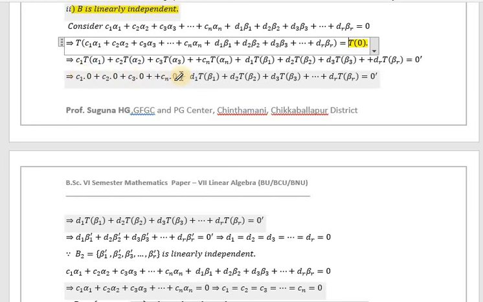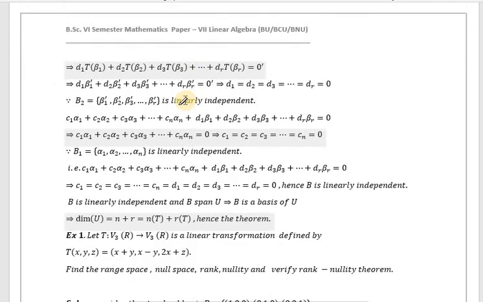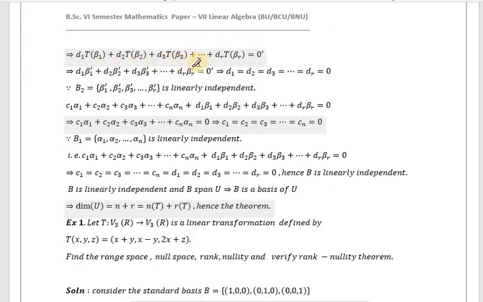So this linear combination becomes D1 T(beta 1) plus D2 T(beta 2) plus D3 T(beta 3) and so on is equal to 0'. Now T of beta 1 is beta 1', T of beta 2 is beta 2', T of beta r is equal to beta r'. So by substituting those values in this equation, we get D1 beta 1' plus D2 beta 2' and so on up to Dr beta r' is equal to 0'.